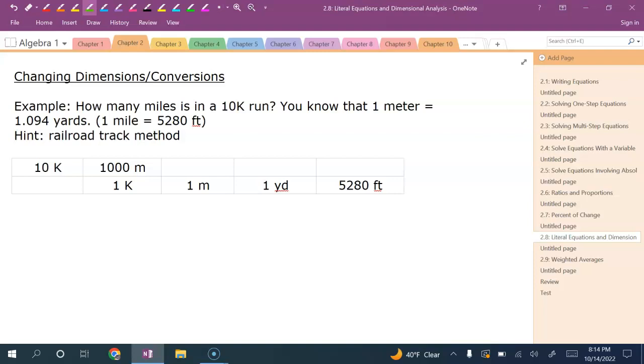So you know that 1 meter is equal to 1.094 yards, and they're also giving us information saying that 1 mile is equal to 5,280 feet. Now, just a way to help you remember this, we refer to this as the railroad track method.